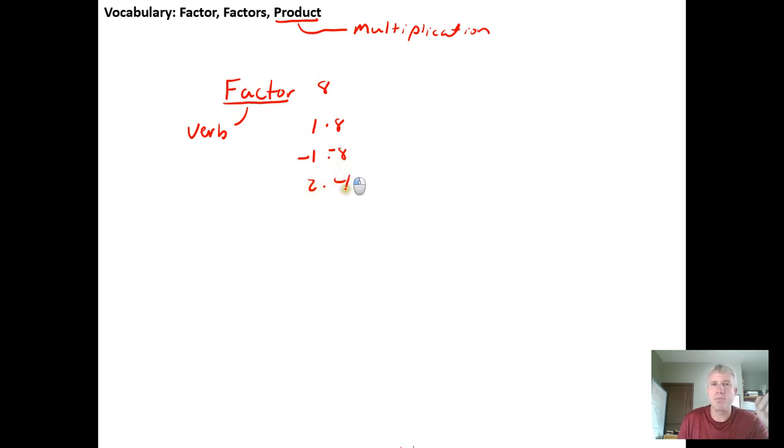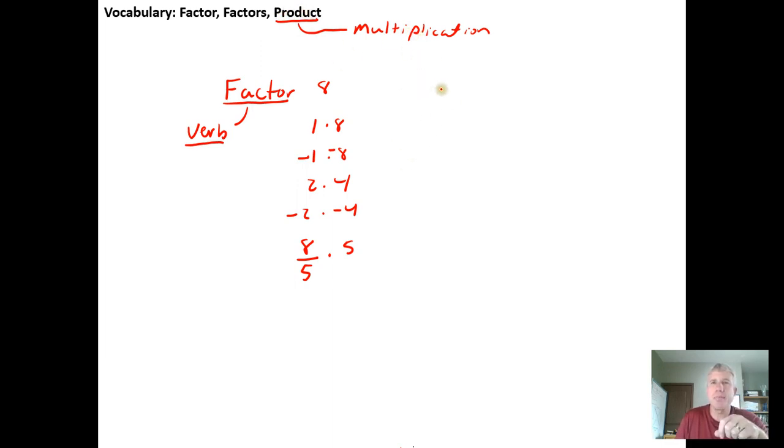I could do 2 times 4. -2 times -4 is a factorization of 8. And it's not necessarily the case that it has to be a nice factorization. I could write 8 as a product by doing 8/5 times 5. That's also equal to 8. So when I say factor 8, the word factor used in this context is a verb. And it's telling you to write the number or the algebraic expression as a product or as a multiplication.